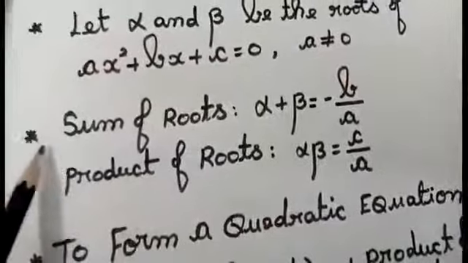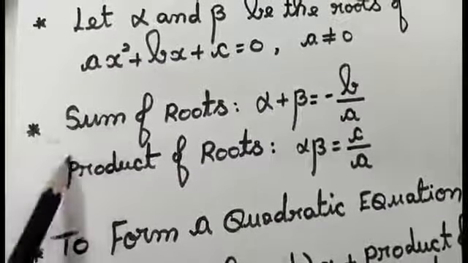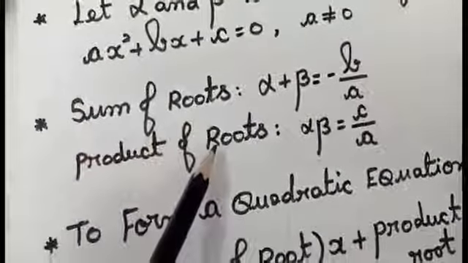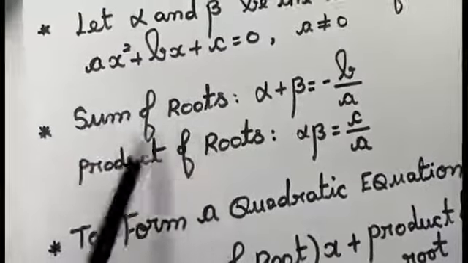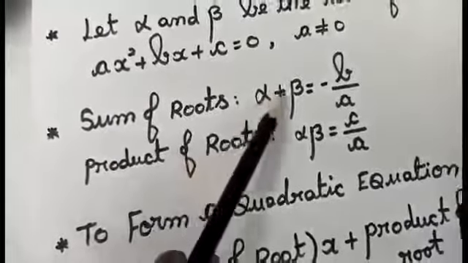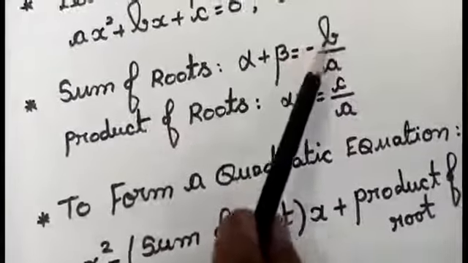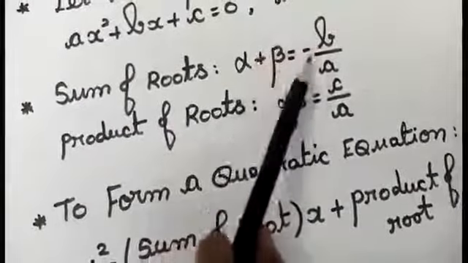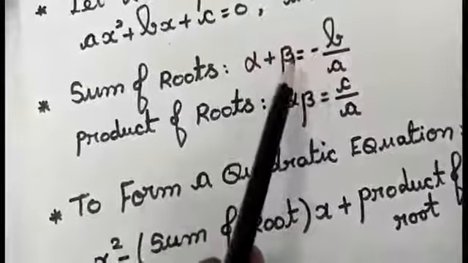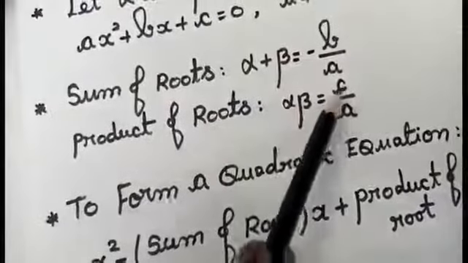The next one is, since I am having two roots, I am going to have only two concepts, that is sum of roots and product of roots. So what is the meaning of sum of roots and product of roots? I am going to get two answers. If I add those two answers, that is alpha plus beta must be equal to minus b by a, and these calculations we are going to see with an example. And product of roots alpha into beta equal to c by a.